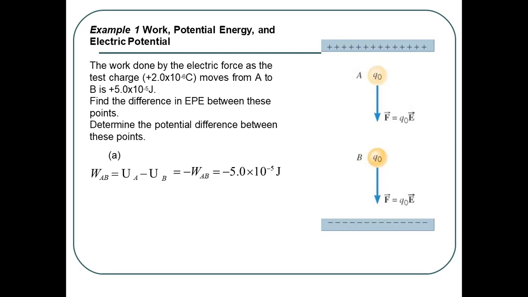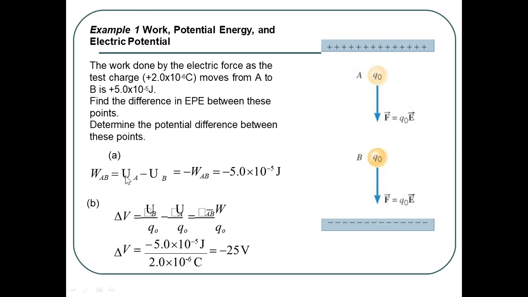For letter A now, if we're going to solve for your work, the difference between the electric potential energies of your A and B, UA minus UB, gives us your negative WAB. Since we are given the work from A to B as positive 5 times 10 raised to negative 5, and we are pertaining it to the work A to B, let's get the negative of it. So this is negative WAB, equal to negative 5 times 10 raised to negative 5 joules.